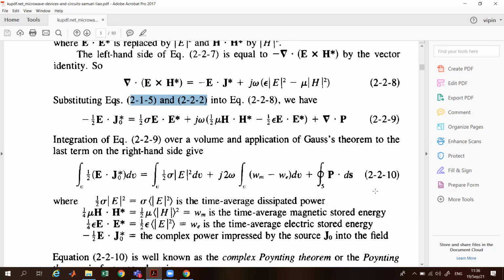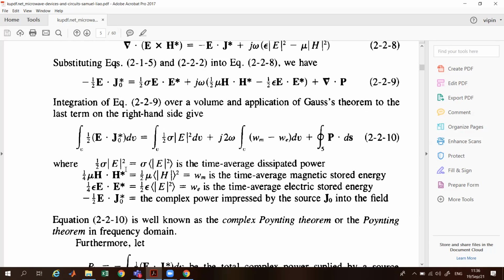with respect to this. It will be this because we have this curl. So when we do the integration, the volume integral changes to a surface integral. This is basically the time average dissipated power. This is your time average magnetic stored energy. And electric W is the time average electric stored energy. And minus half E vector dot J is the complex power impressed by the source J naught into the field.